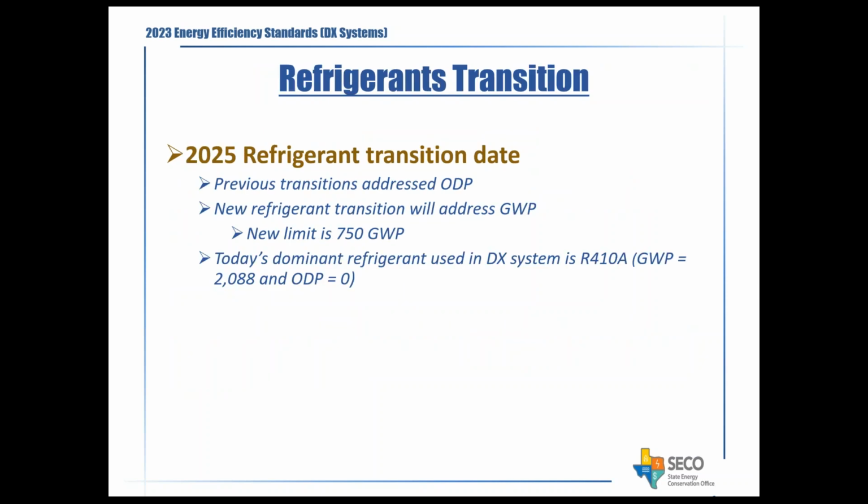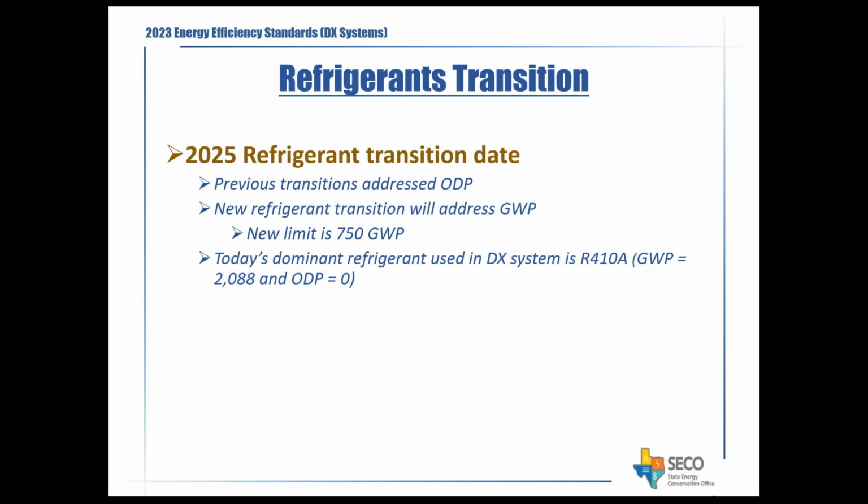So, the 2025 refrigerant transition date. There is a refrigerant transition date that has been established, which is 2025. Previously, as I mentioned, refrigerant transitions were addressing the ODP, which is the ozone depletion potential. The new refrigerant transition will be addressing the GWP, which is the global warming potential, and the new limit is that it needs to be 750 GWP or lower.